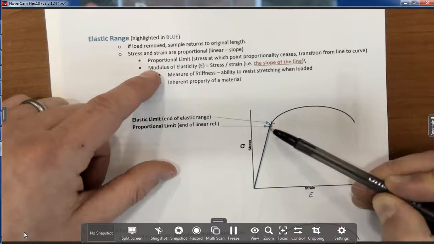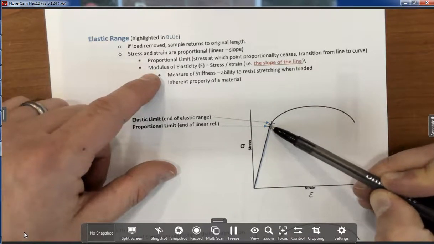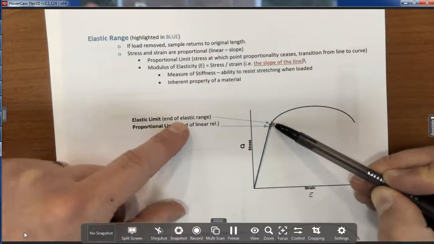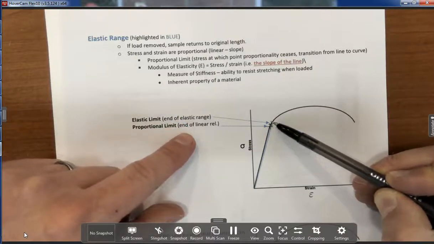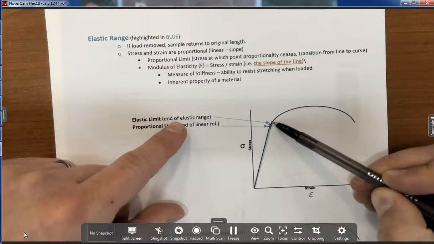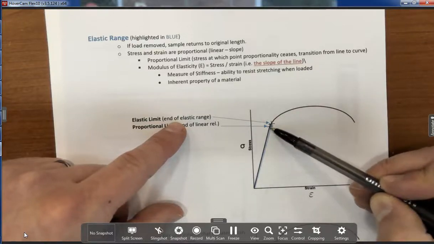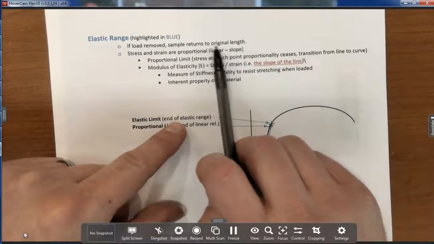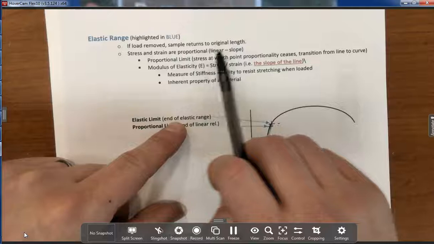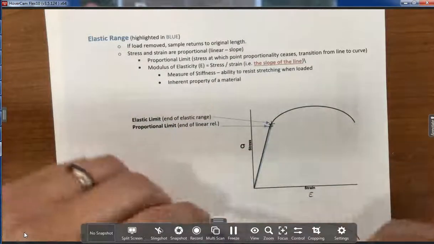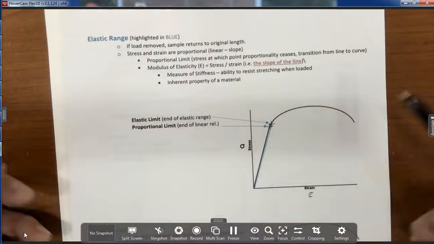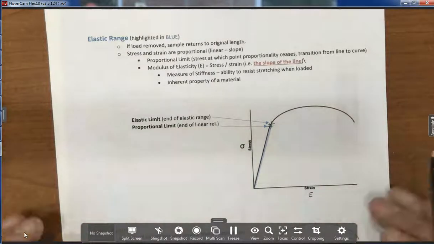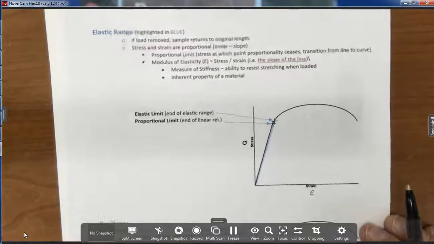All right. That is not the end of the elastic limit. The elastic limit would be slightly past it. It'd be yet a different point, but they're very close to each other. So the elastic limit is the end of that elastic range. It's the end of the range where the material has not been damaged and it will return to its original length. Okay, so that's the key of the elastic range, is that we're still within the limits of operating so that our material has not been damaged, that it goes back to the original length.